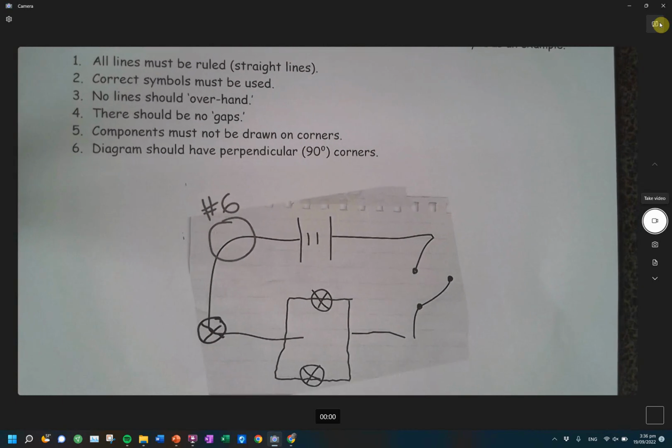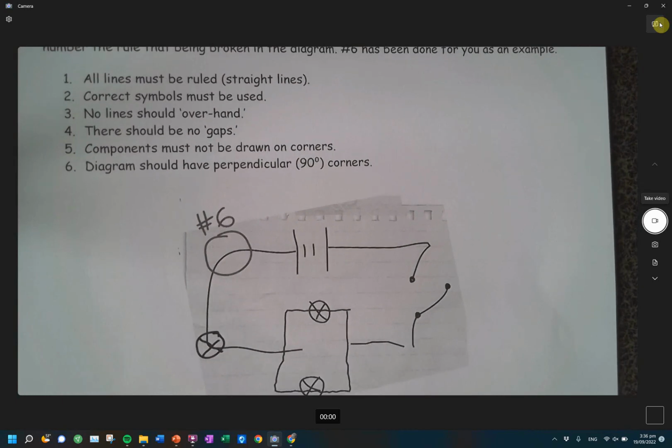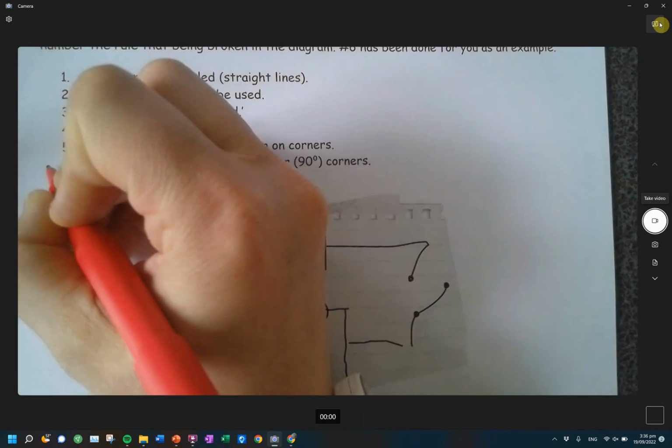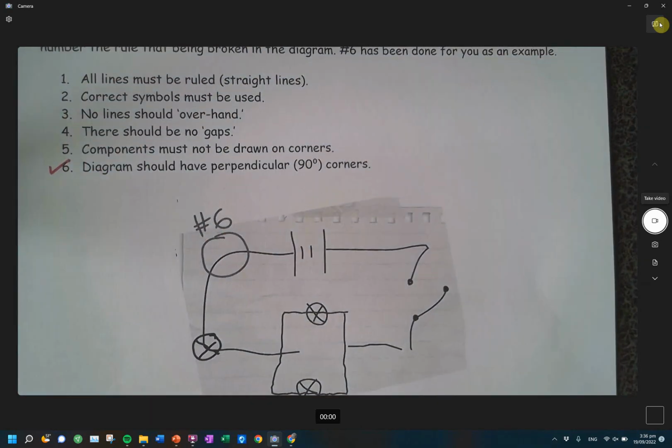So here is your drawing. Those are your 6 things. We've already done number 6, so I want you to do 1 through 5. Again, this Edpuzzle is going to pause so you can go through and label them.